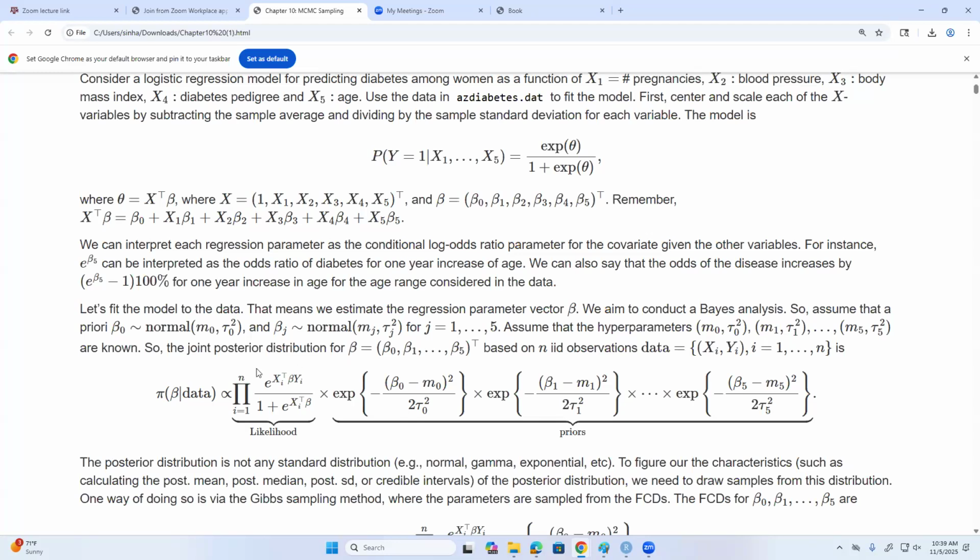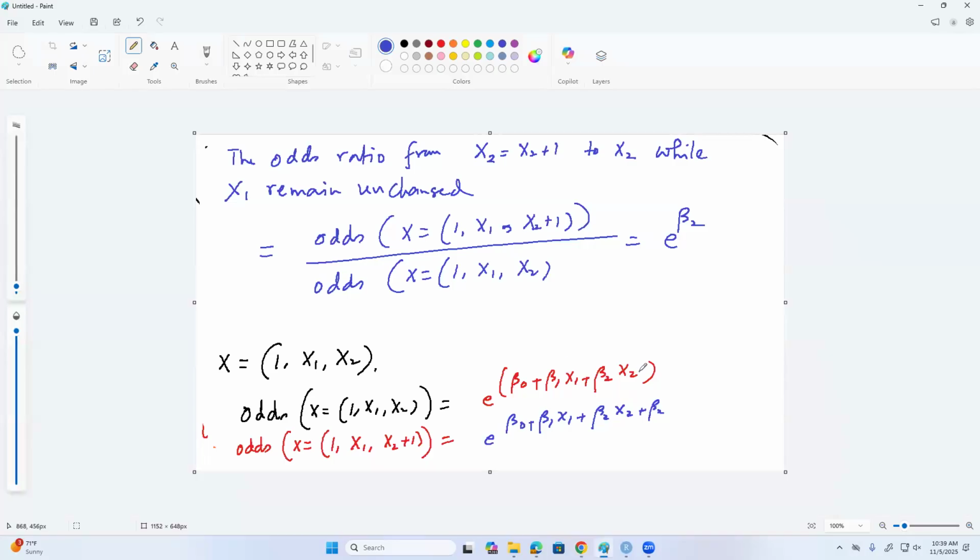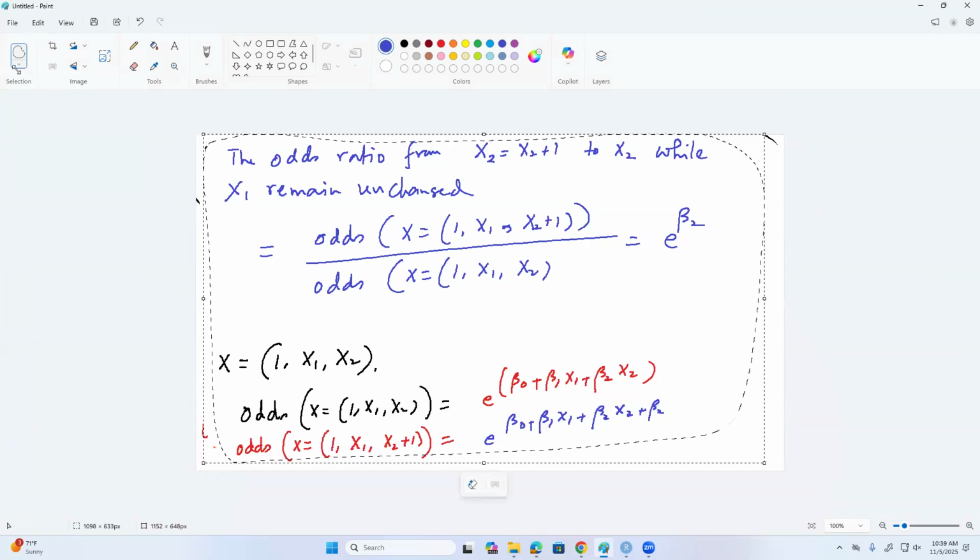The first part is the likelihood part, and the second part is identified as the prior distribution, the prior distribution for all parameters, beta 0, beta 1, up to beta 5. Now, look at the first part. It is the likelihood of the data. Likelihood for Bernoulli observations.